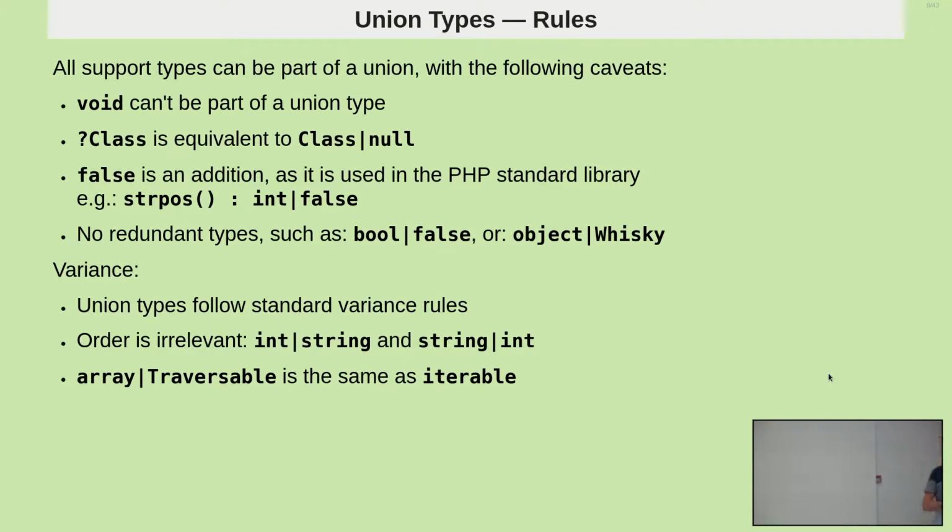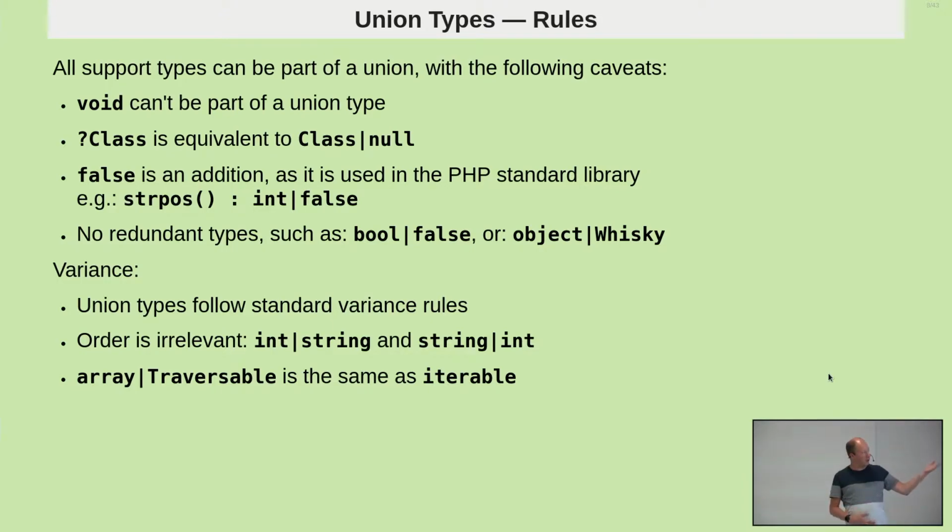You can't use void as part of a union type. If you use a question mark before a class name or interface name, it's the equivalent of class or null. Without the question mark, you can't use null unless you use equals null at the end of your argument, which is, as far as I know, a syntax choice that Symfony makes.